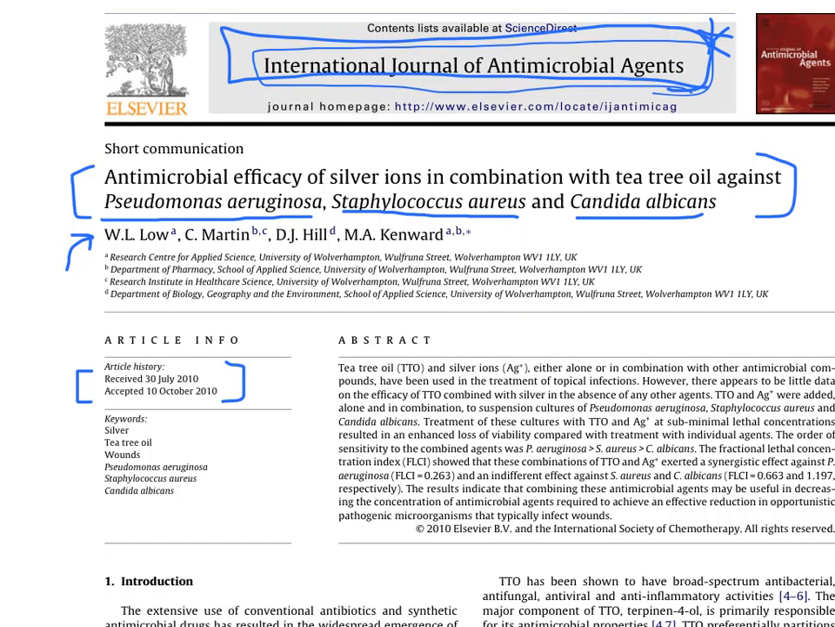If you look after their names, they have these little superscripts, right? A, B, C, D, A, B. That tells us what institutions they have done their work at. So here, our institutions are the University of Wolverhampton. I don't really know anything about the University of Wolverhampton, but it's in the UK, so that's probably why. But what departments are they from? Applied science, pharmacy, healthcare, biology, geography, environment in the School of Applied Science. Sound like people who might have a clue?